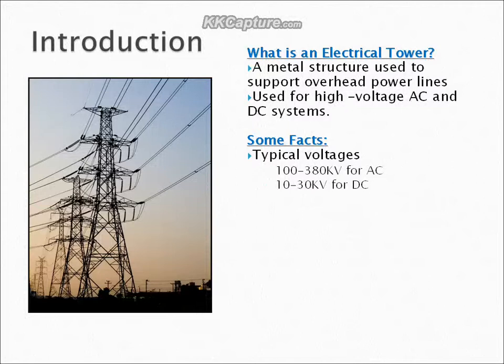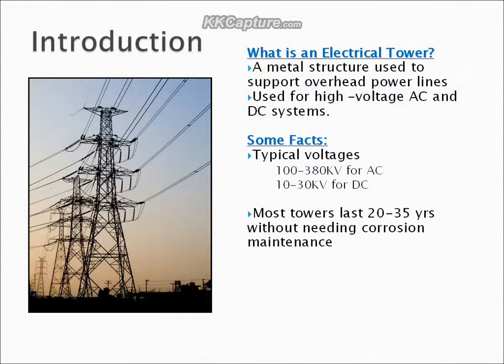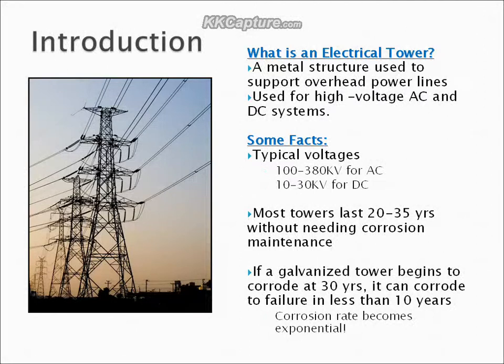AC voltages can reach up to 380 kilovolts, while DC voltages are typically found in the 10 to 30 kilovolts range. It is not uncommon for a maintained electrical tower to last 20 to 35 years without any major failures or corrosion problems. However, if corrosion in these towers is not addressed, complete tower failure can occur in less than 10 years due to the exponential nature of corrosion rates.